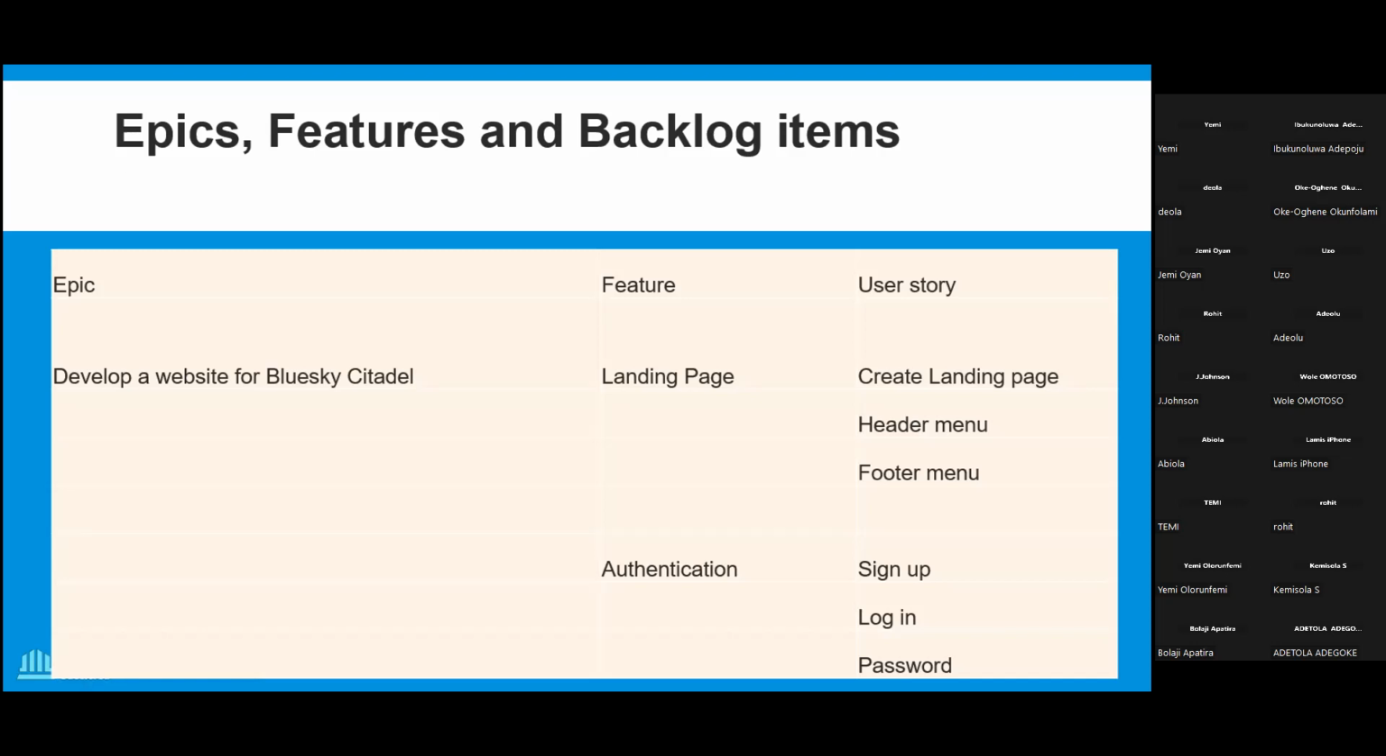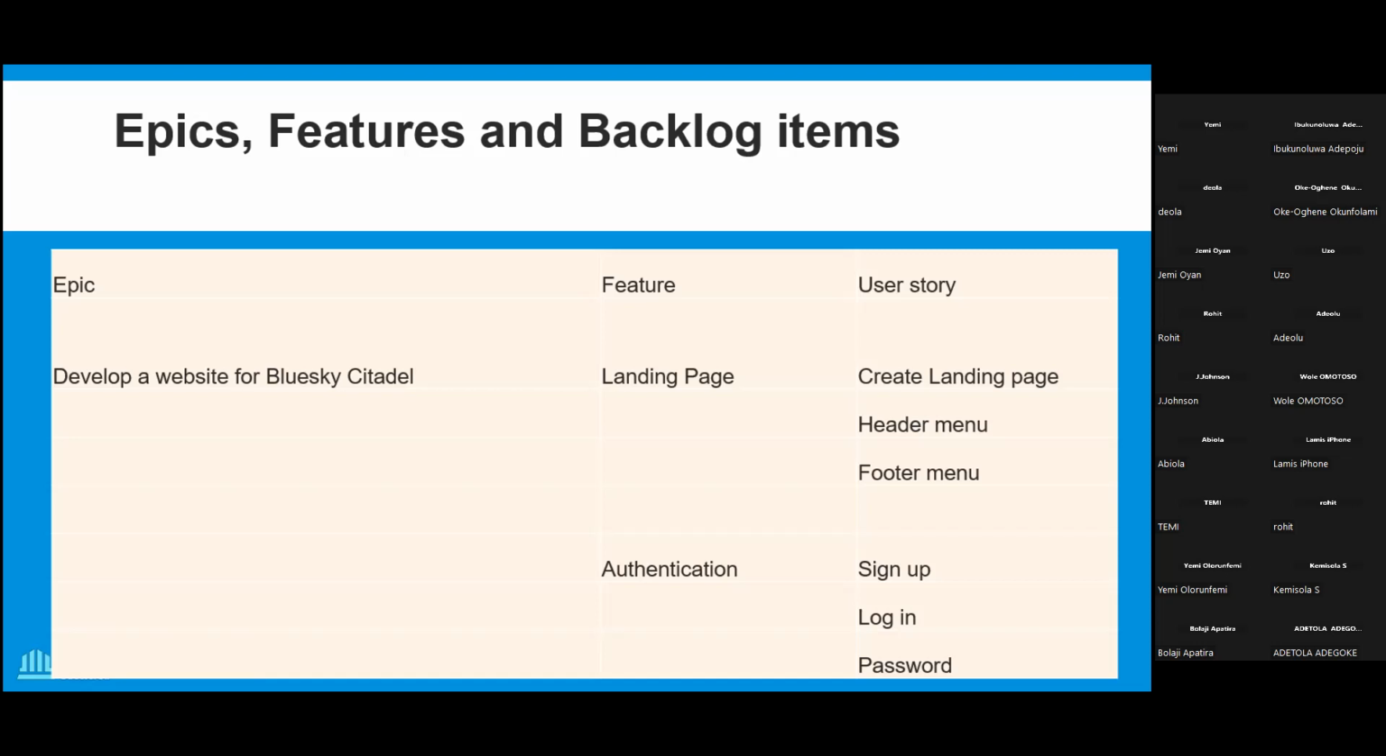Epic. So the epic, for example, here is to develop a website for Blue Sky Citadel. Now, if you think about it, in order to develop a website, what are the different components? Here this person has broken it down to landing page and authentication, right? There's no hard and fast rule, and no template to say, okay, if you're doing a website, this is how it must be done. So your features are going to be this, and this.